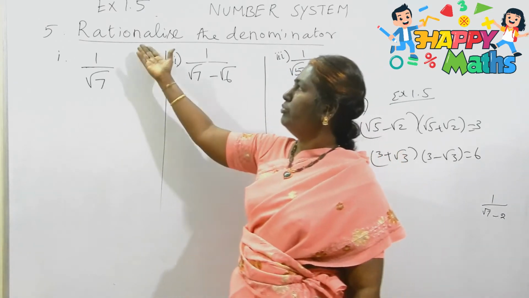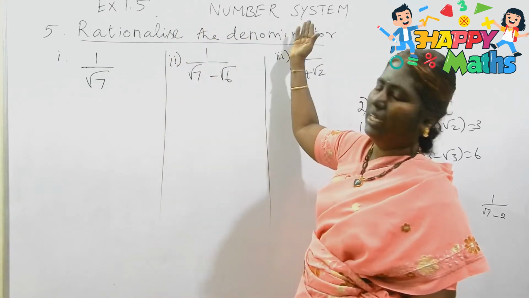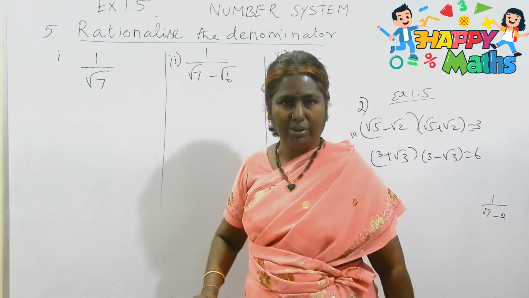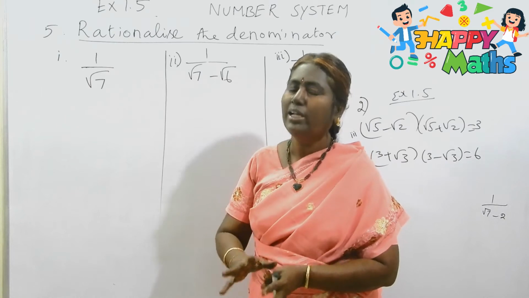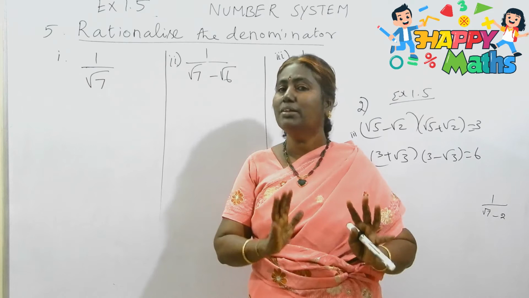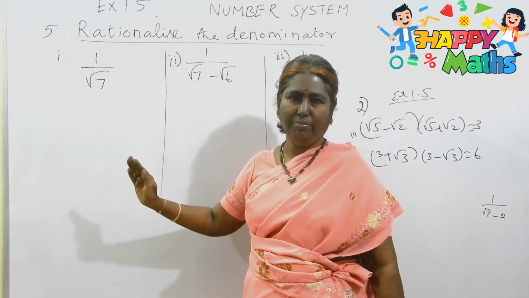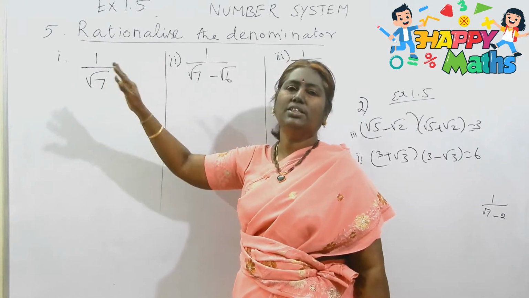Okay, see what is the question now? Just think about the question first. Rationalize the denominator. What does it mean? The denominators are irrational numbers. We must make them rational numbers. Rational number means what? It must be a whole number or a decimal with a terminating end, isn't it? Now we have to make it a whole number only, because they have given you a root number which is irrational.